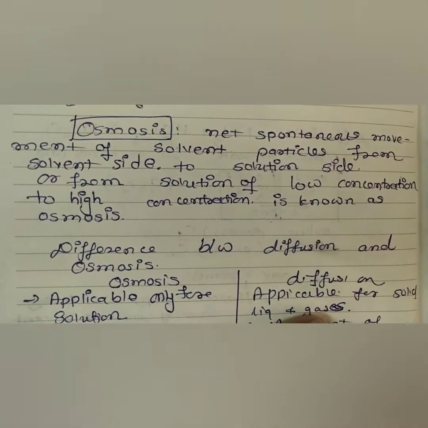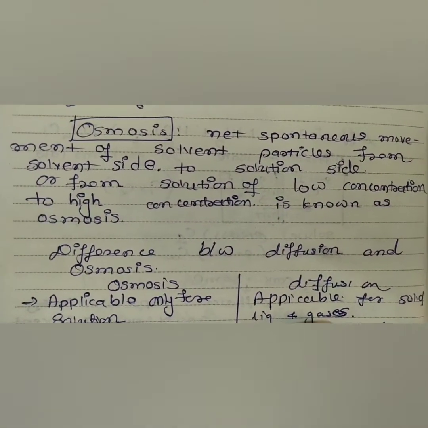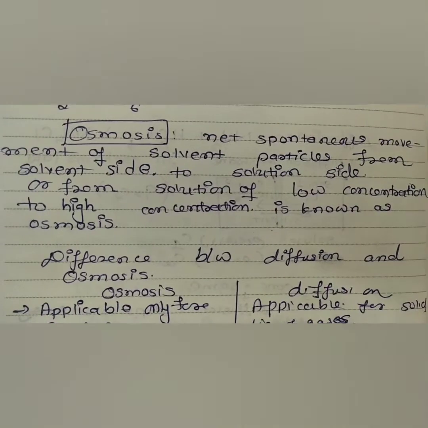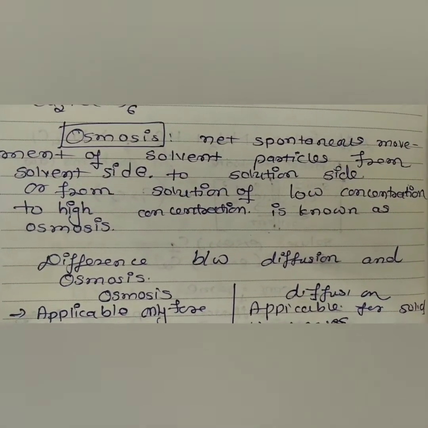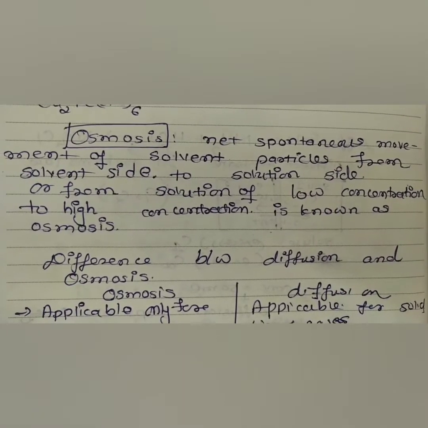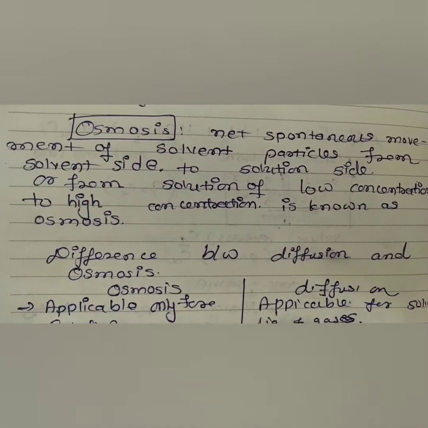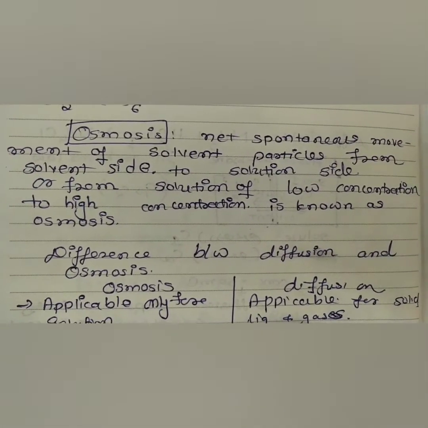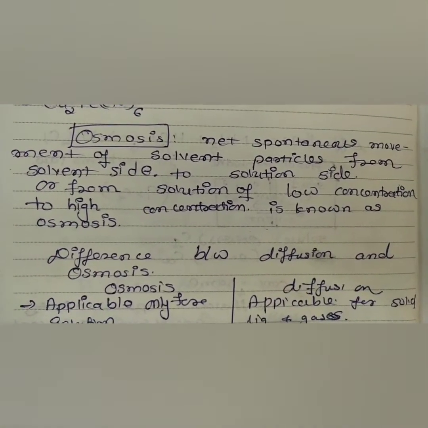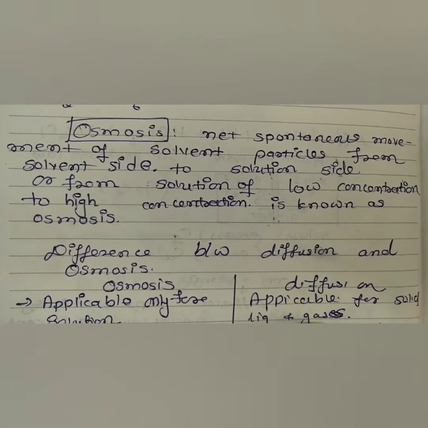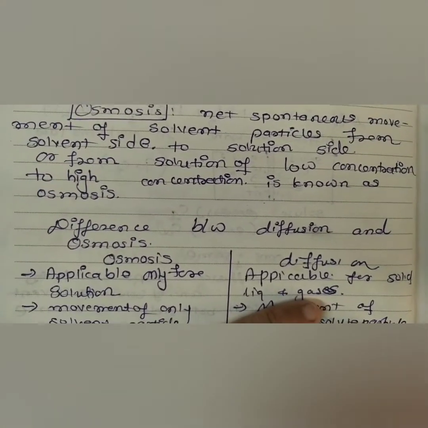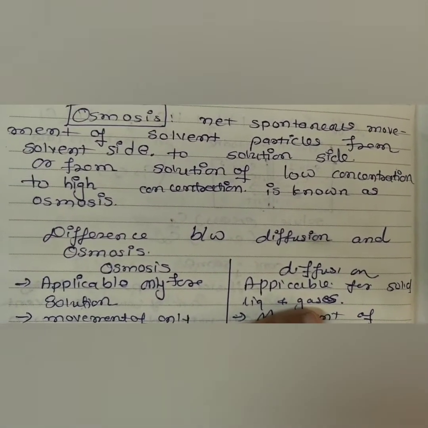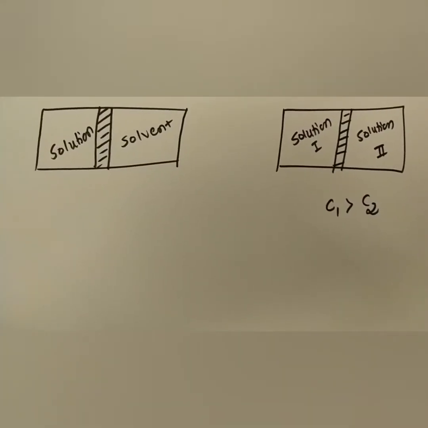Today we are going to discuss our fourth colligative property, that is osmosis. Okay, now what is osmosis? That is the net spontaneous movement of solvent particles from the solvent side to the solution side, or from a solution of low concentration to high concentration, is known as osmosis. Okay, let's discuss this. Now we have two diagrams.